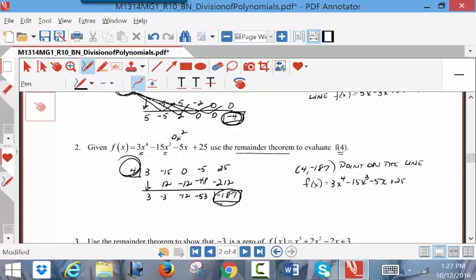Lovely. And so the answer to the question is, what does f of 4 equal? And so what does it equal? There you go.